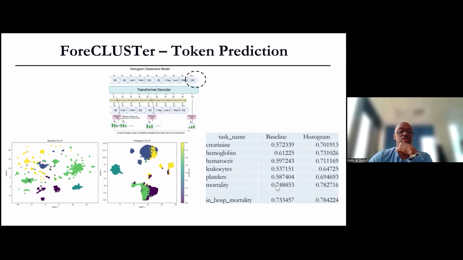It doesn't use this. So for looking at things like an abnormal creatinine, abnormal renal function, hemoglobin, hematocrit, leukocytes, platelets, mortality, in-hospital mortality. So we think that there is something interesting about these embeddings that will allow us to identify new patient subtypes.